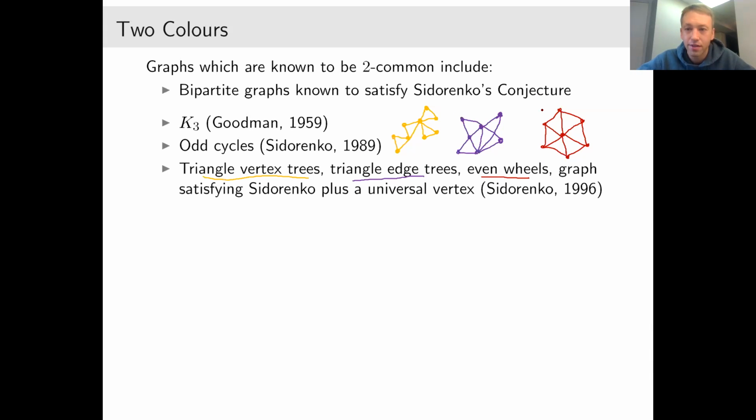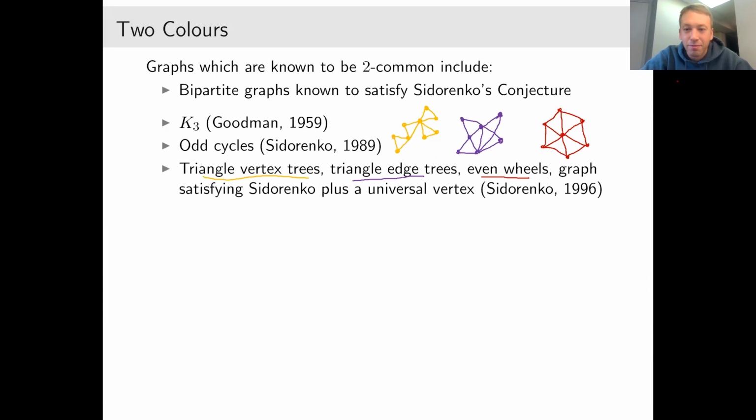Even wheels, which is an even cycle with an extra vertex joined to everything. And more general than even wheels, he actually proved this for any graph satisfying Sidorenko's conjecture if you add a vertex joined to all of the other vertices. So that includes the case of odd wheels, because even cycles are Sidorenko.